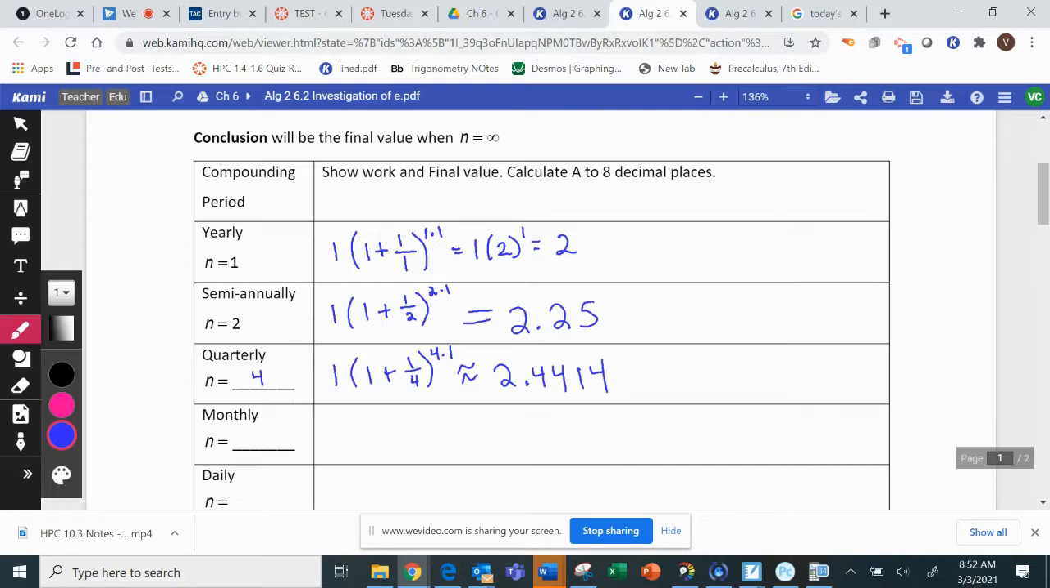Yeah. All right, monthly. Monthly, we've got our n value of Ketsia. If it's monthly, what's our n value? 12, good. So I'm going to do 1 times 1 plus 1 over 12 to the 12 times 1.